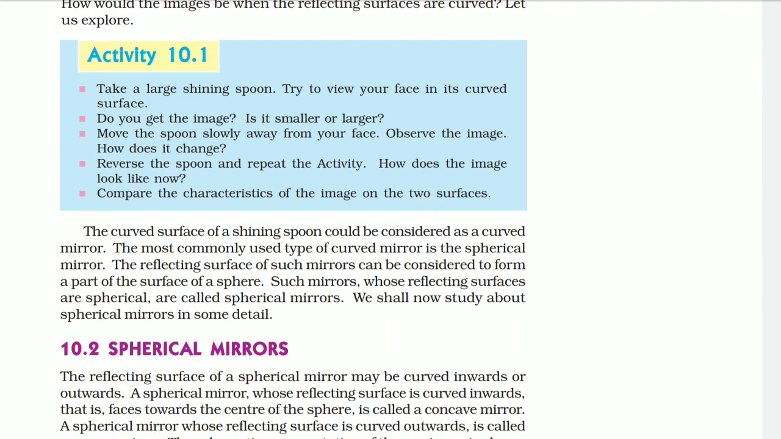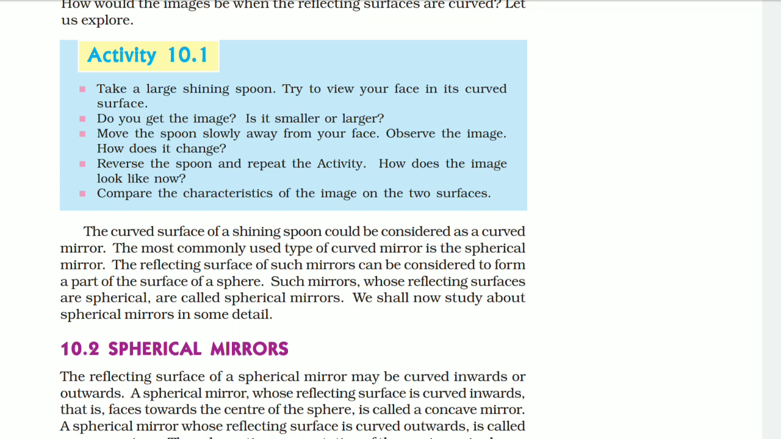Now the curved surface of a shining spoon could be considered as a curved mirror. The most commonly used type of curved mirror is the spherical mirror. The reflecting surface of such a mirror can be considered to form a part of the surface of a sphere. Such mirrors whose reflecting surfaces are spherical, or round in shape, are called spherical mirrors. We shall now study spherical mirrors in some detail.